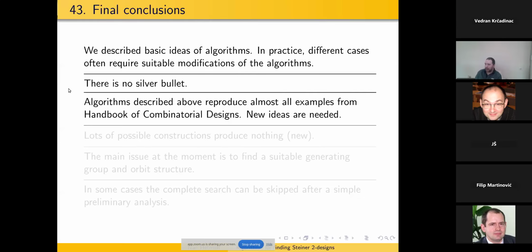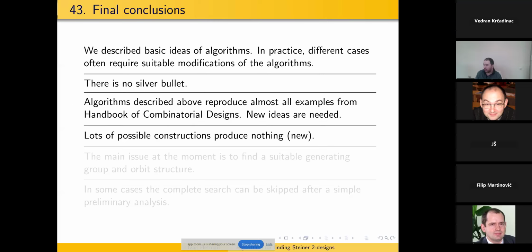Okay, and in the end, the algorithms described above reproduce almost all examples from the Handbook of Combinatorial Designs. Actually, the rare cases that are not reproducible, I don't think they even need to be reproduced by these algorithms. They have some other specific algorithms that can reproduce them more easily. So for me, it was the end of ideas. I do not have, unfortunately, now the source of how to reproduce this, because I actually now know how to reproduce all these examples.